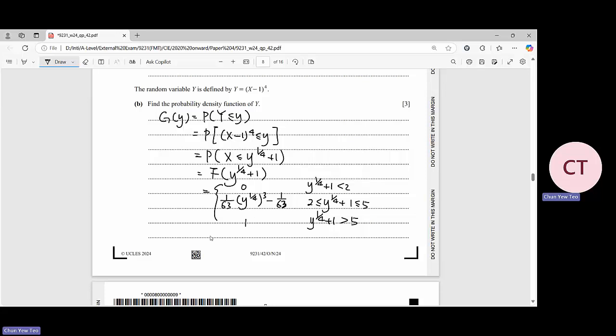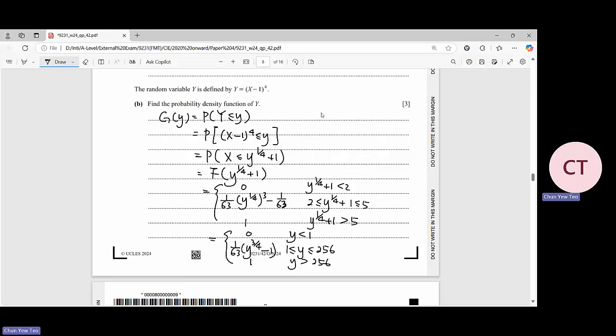Not enough space for me, but anyhow, never mind. Let me just finish this one first. If you simplify, at the end you get y less than 1 for this one, and y greater than 256 for this one. So y over here is between 1 and 256. If you solve the inequality here, you will get this inequality. Then simplify this and you will get 1 over 63 times (y to the power 3 over 4 minus 1). So this will be the CDF, but they want the PDF.